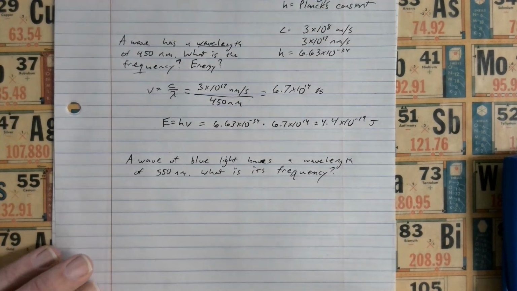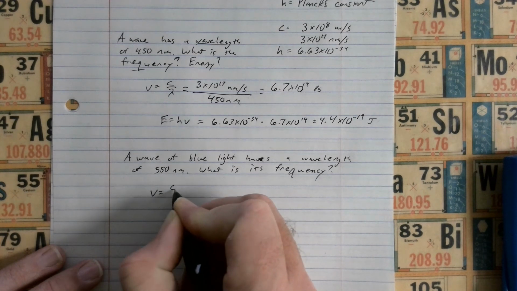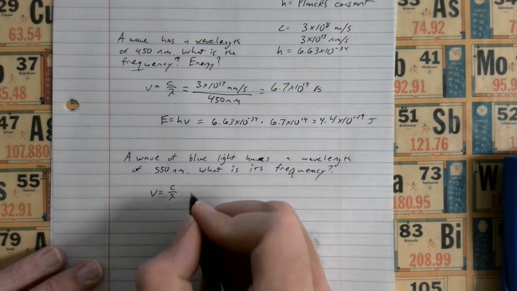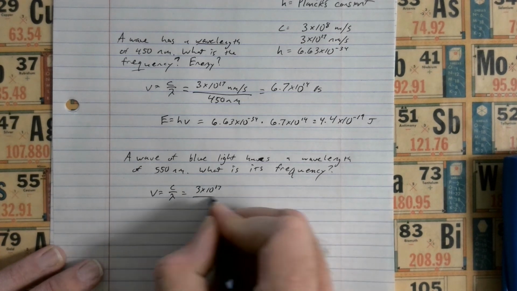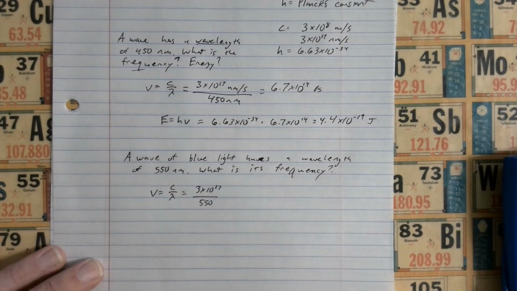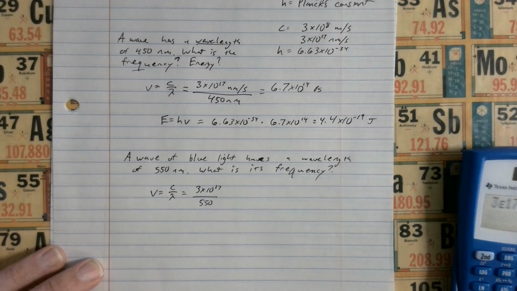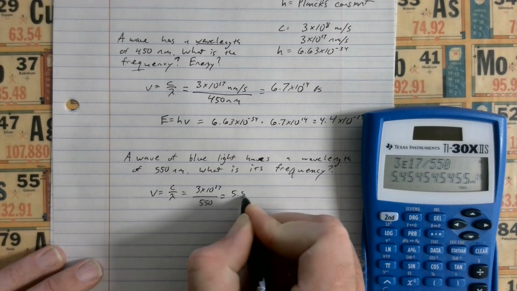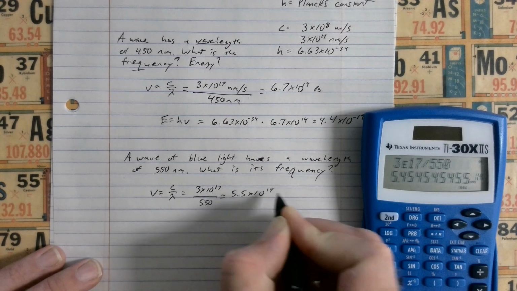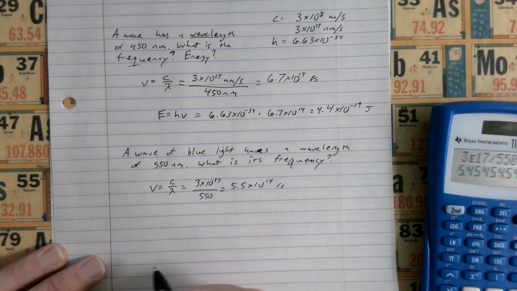So this is another one similar to what we did up there. Frequency equals c over lambda, 3 times 10 to the 17th over 550, speed of light over your wavelength. So we get 3E17 divided by 550. That gives me 5.5 times 10 to the 14th per second. Okay. All right, let's do one with frequency.